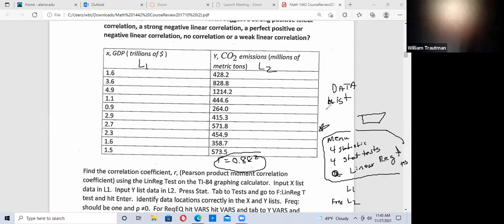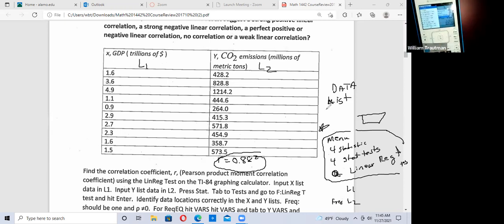To find R, you have to have your data in a list and then go to 44A. And you should get 0.882, which is a positive linear correlation. I don't know if it's a strong, right? A 0.995, you know, closer to 1 is a strong positive. It's not perfect because it would be a perfect 1 then. Hey, you could say it's a strong positive. It's going up. The data is increasing from lowest to highest. 0.882 isn't the strongest correlation coefficient that you could get.